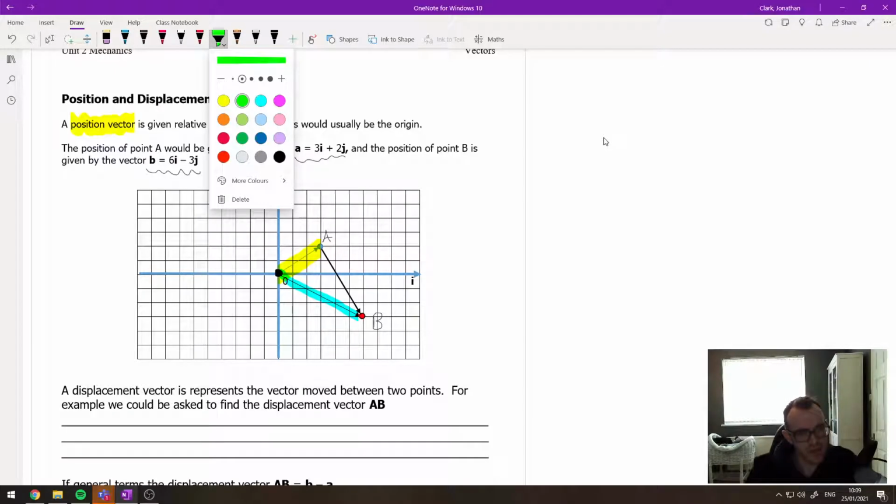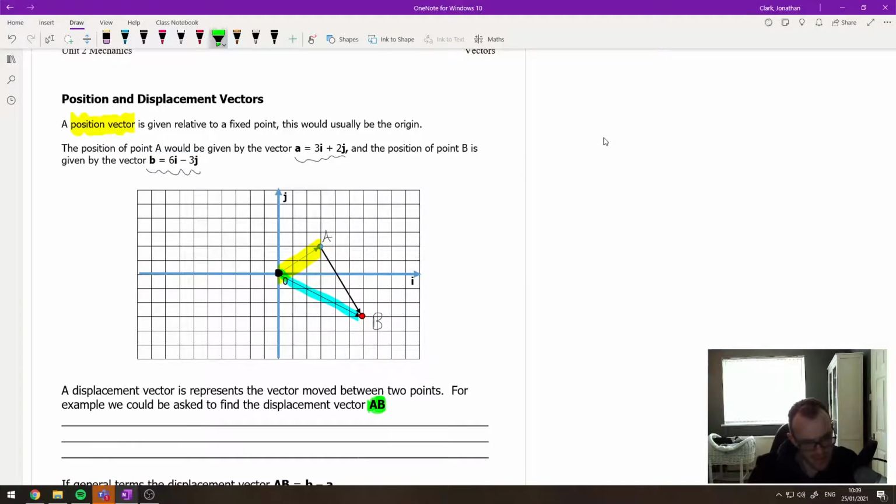So let's, for example, say we're talking about the displacement vector AB. We want to know how far across and how far vertically we've traveled going from A to B. And we can do it by counting squares. So let's just see what that should end up as. So AB is 1, 2, 3 squares across. So it's 3 to the right. And it is 1, 2, 3, 4, 5 down.